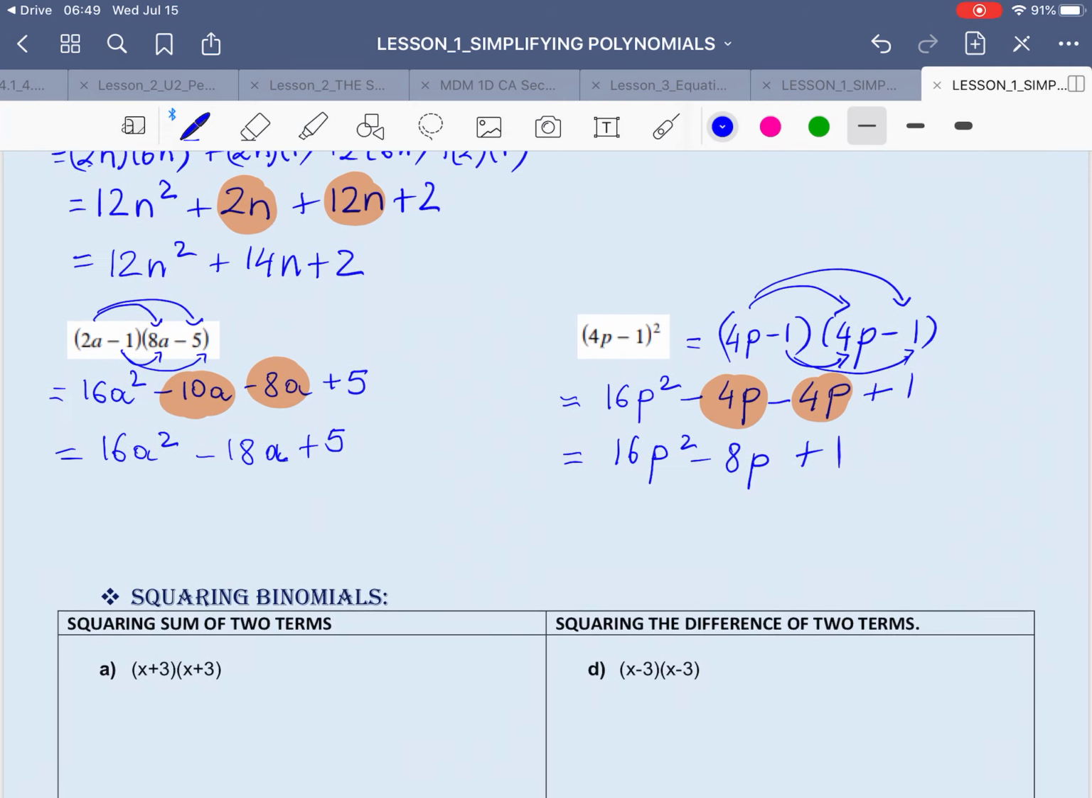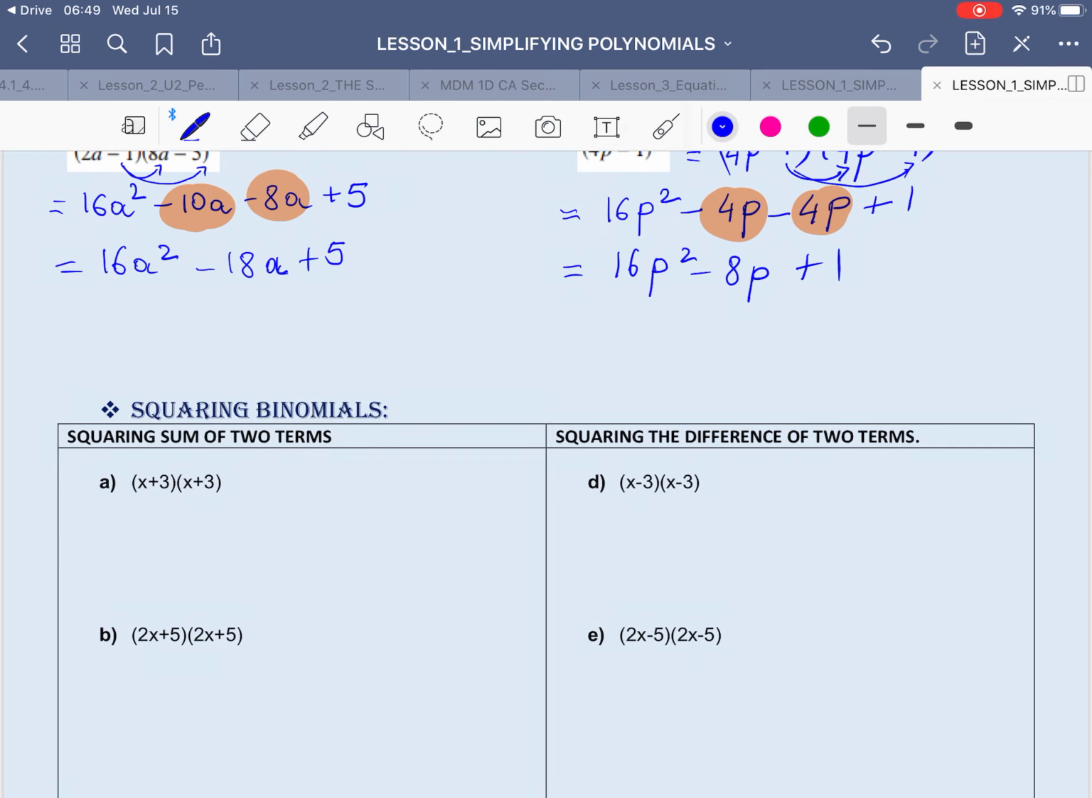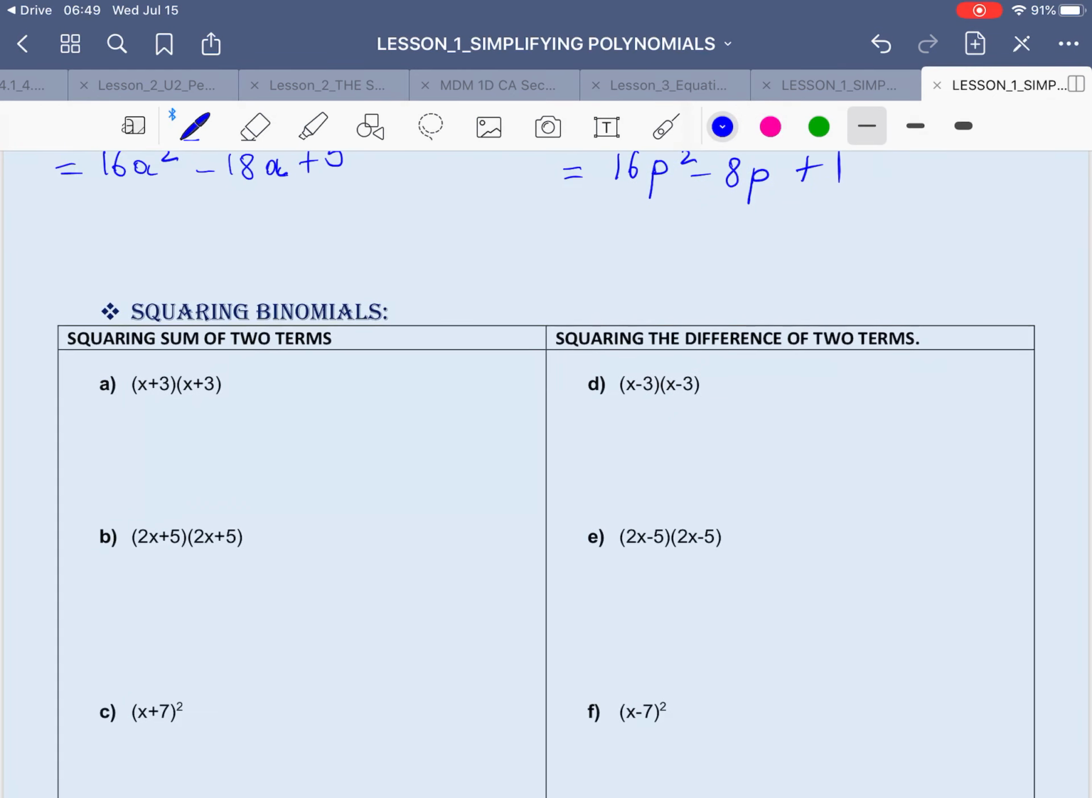Okay. Now, we are going to take a look at squaring binomials. Squaring binomials is a form of binomial multiplication, but we want to look for some patterns in here. So we are going to square the sum of two terms, which means we're multiplying x plus 3 by x plus 3, which is x plus 3 squared.